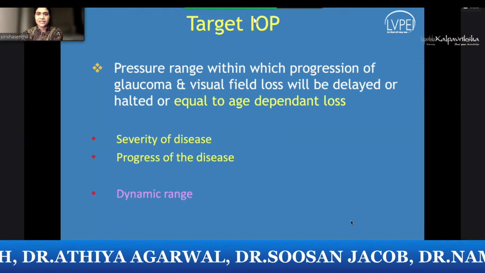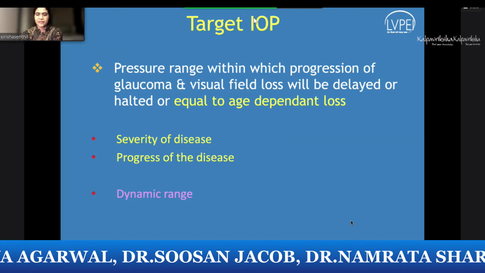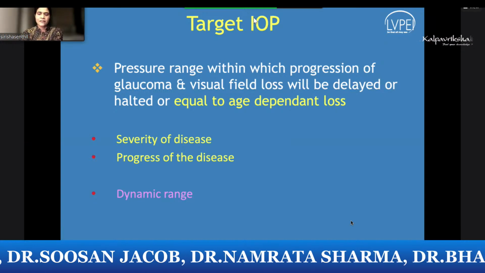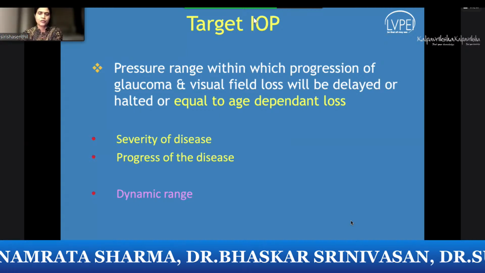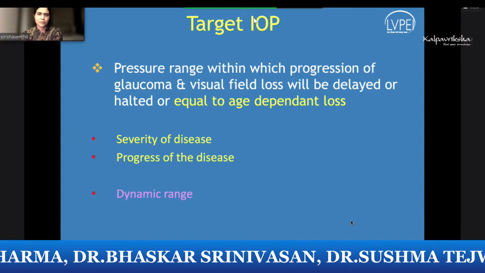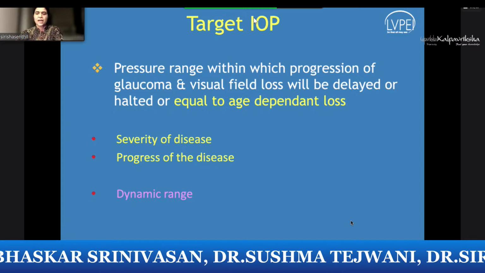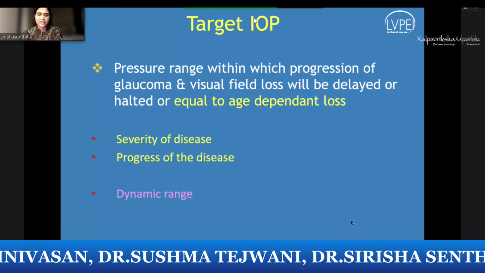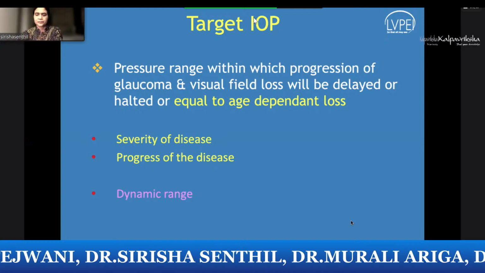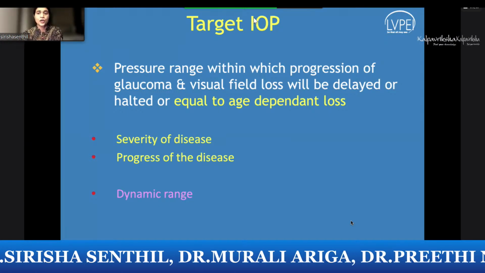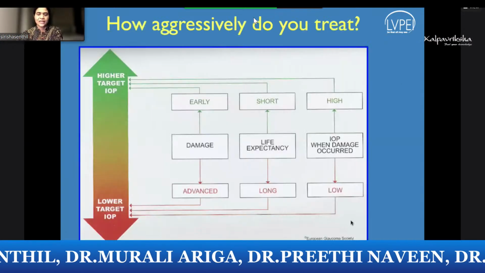And this intraocular pressure is usually a dynamic range. What I mean by that is, if a particular patient had a target intraocular pressure of 14 to 15 millimeters of mercury in the recent past, and the patient has progressed, then I would possibly want to bring down the target intraocular pressure lower than what it was. So that is a very dynamic one.